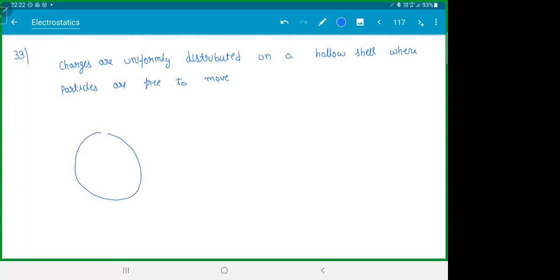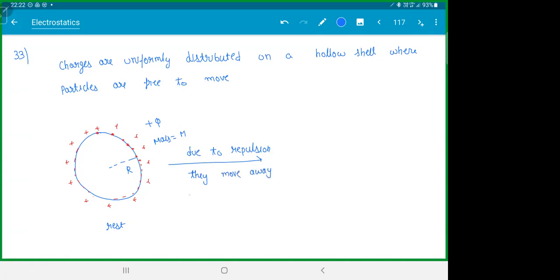This shell is there, right? So each particle is like a charge. There are infinite particles. The radius is r, charge is q, and mass is m. Initially, everything is at rest. Then what happened? Due to repulsion, they will fly away from each other. They won't stay like that. If they're free to move, will they stay there like that? Due to repulsion, they move away from each other.